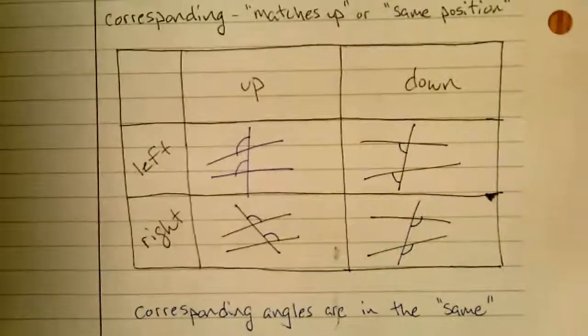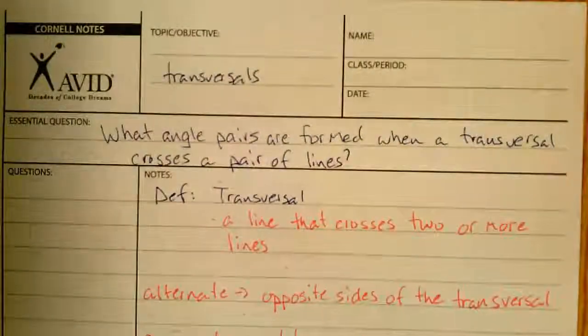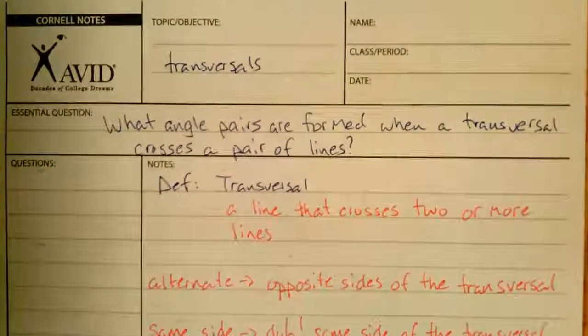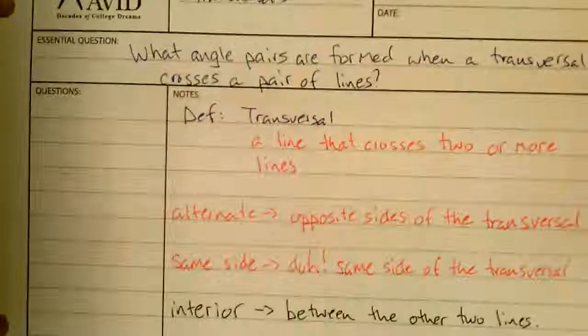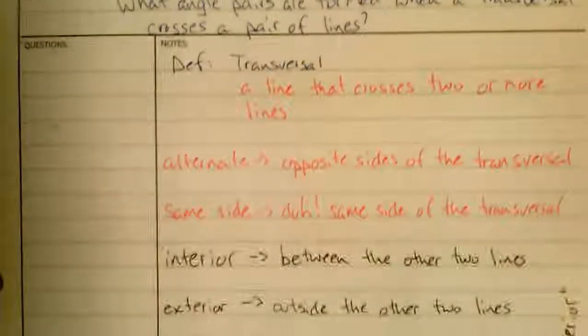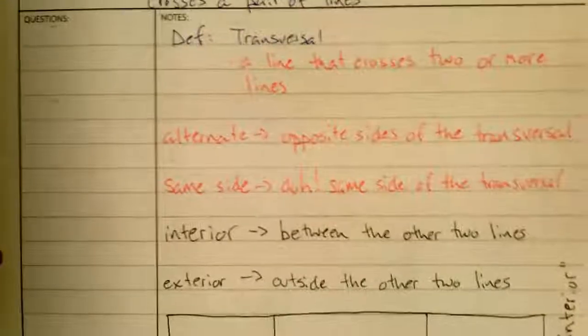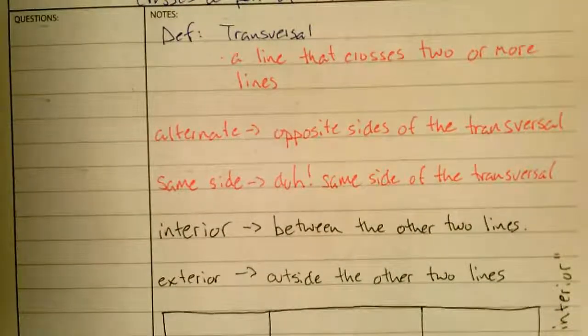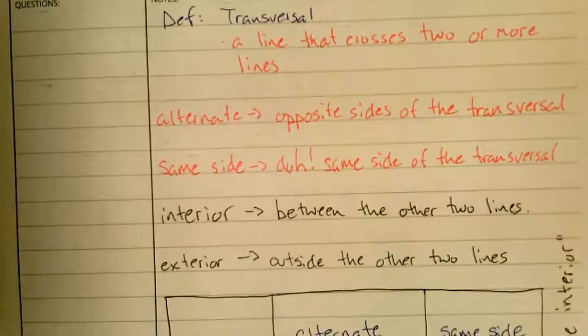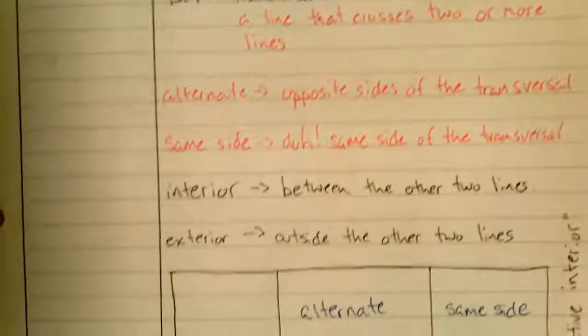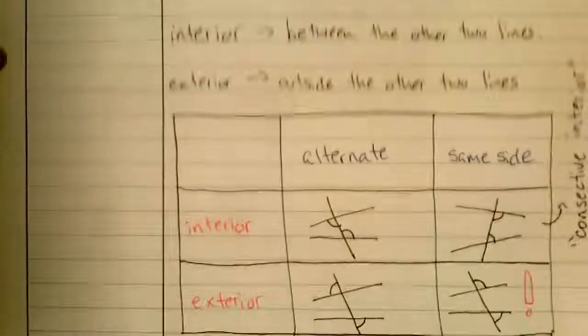Okay. So going back. A transversal is a line that crosses 2 or more other lines. And when it does, we form some angles. We need some words here first. Alternate, opposite sides of the transversal. Same side, same side of the transversal. Interior, between the 2 other lines. And exterior, outside the other 2 lines.